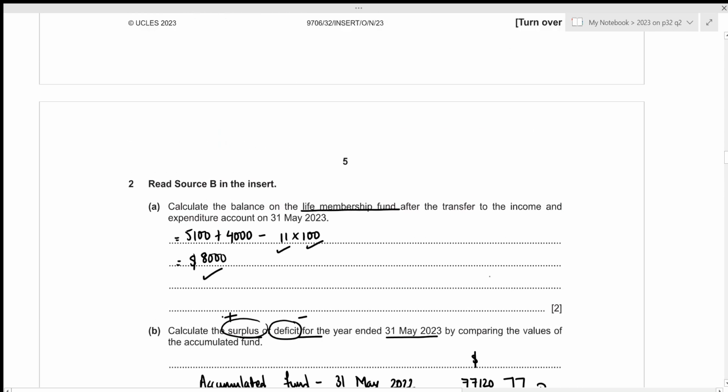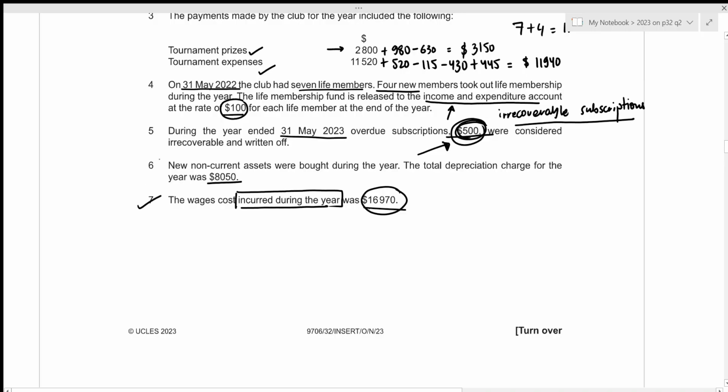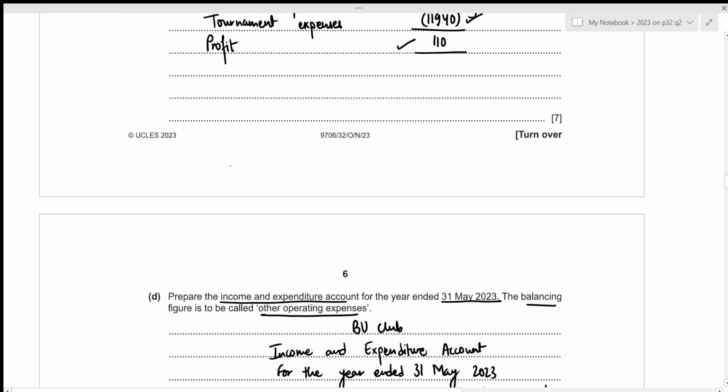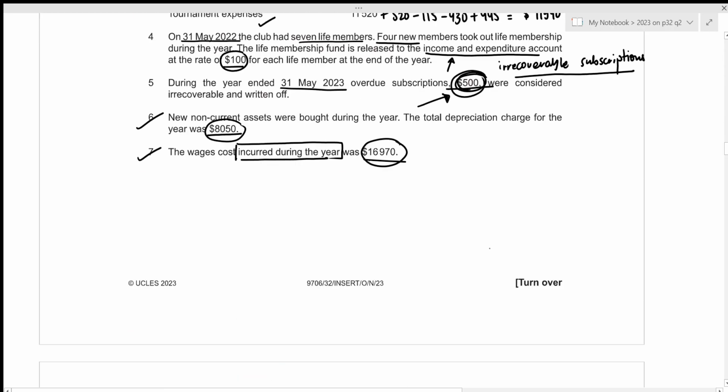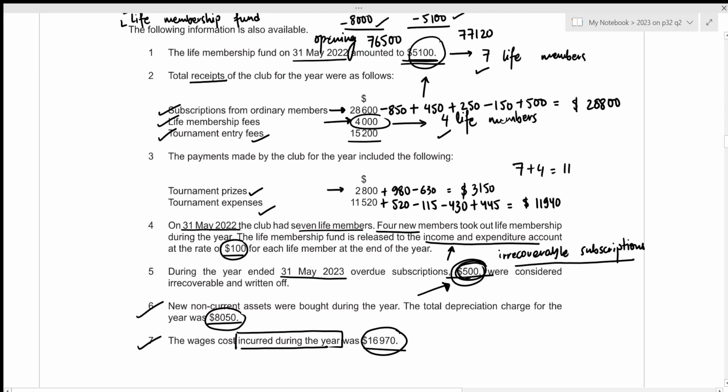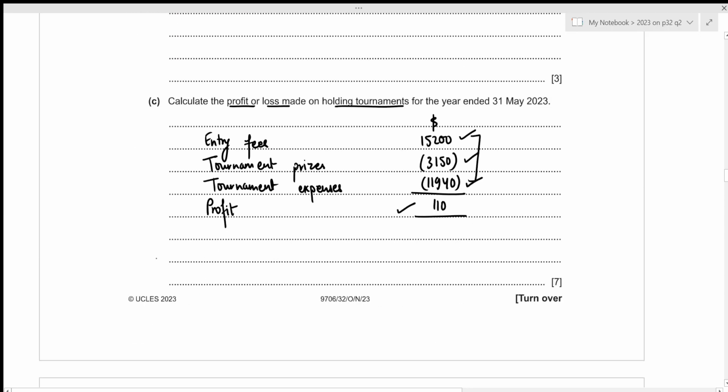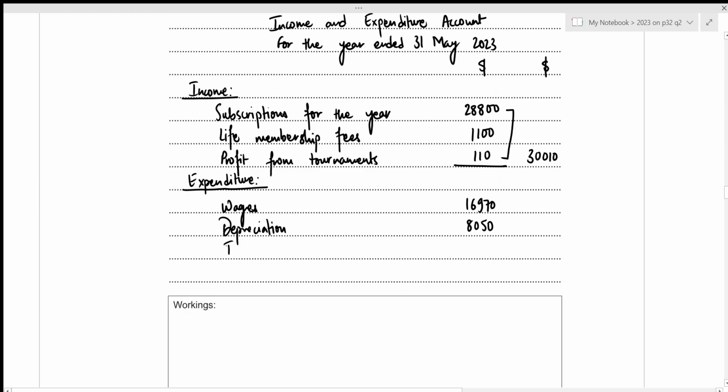Next, we were also given the information regarding depreciation. Right here, the total depreciation charge for the year was 8,050. This will be a part of our expenditure. So that's depreciation of 8,050. Alright, then we also have irrecoverable subscriptions or irrecoverable debts. These will be a part of expenses as well. So irrecoverable debts of 500. Okay.